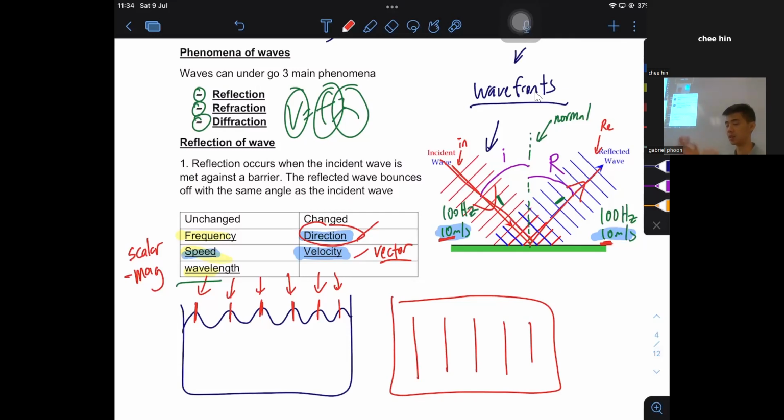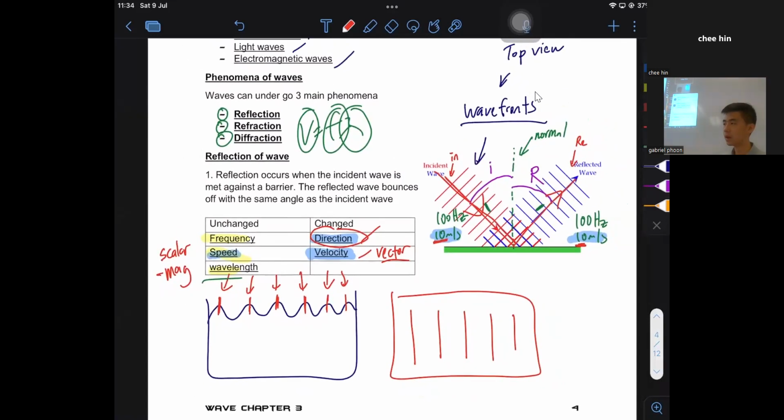Very important. This is a concept that you must understand. Okay. Everyone done copying this one?